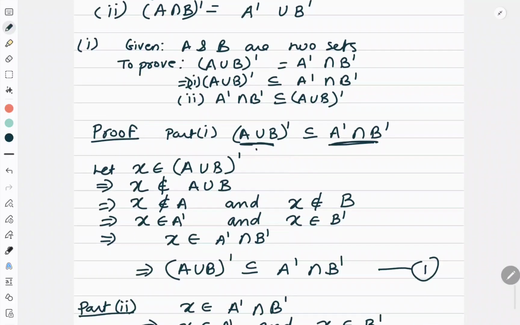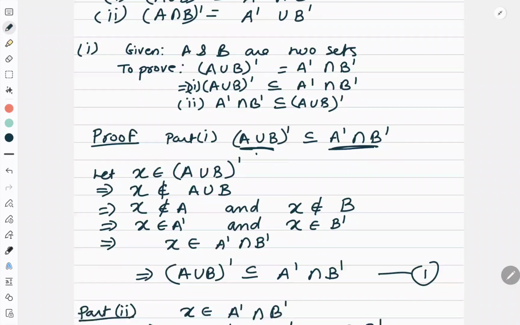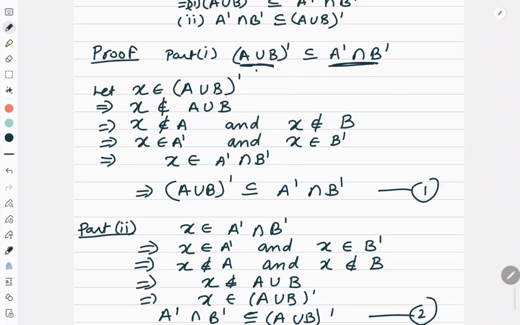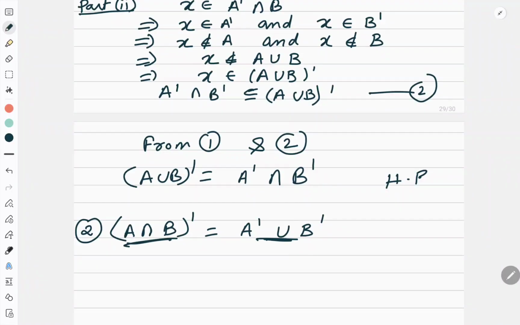Now let us do the second part. Second part I will not write everything, I will just show you how to do it. Okay, so now my question is (A intersection B) complement is equal to A complement union B complement. Again I will show that this is a subset of this and then this is a subset of this.